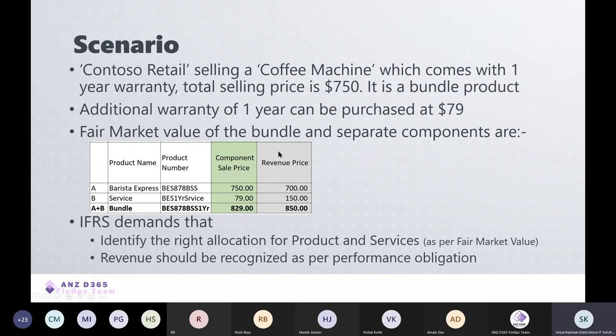Now, revenue price, which I said a new concept, fair market value. If I sell this product separately, I will sell it for 700, this machine. And if I sell this service or this warranty separately, then I'll charge 150. So you can see there is a little bit of confusion, like you will ask, why will I charge 700 while it is showing 750 here? So this is the kind of accounting practices going on in the industry, just to recognize more revenue sometimes. People were recognizing more revenue here, 750, and amortizing 79 for the future. But they should have recognized 700 and amortized 150 for the next 12 months. So that's the concept of fair market value.